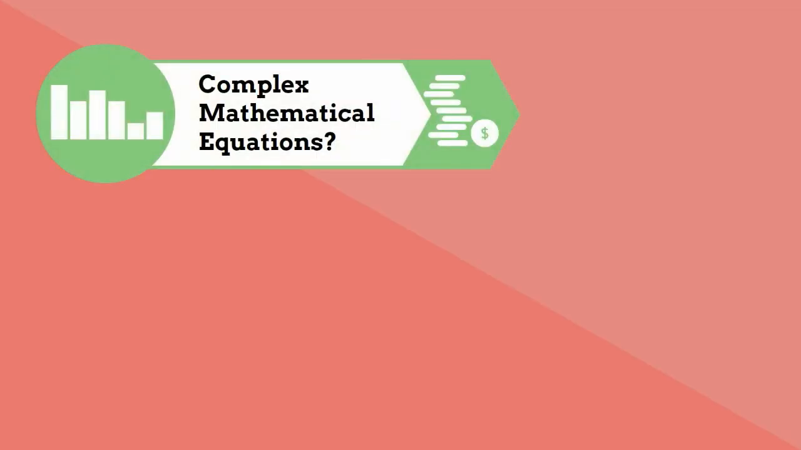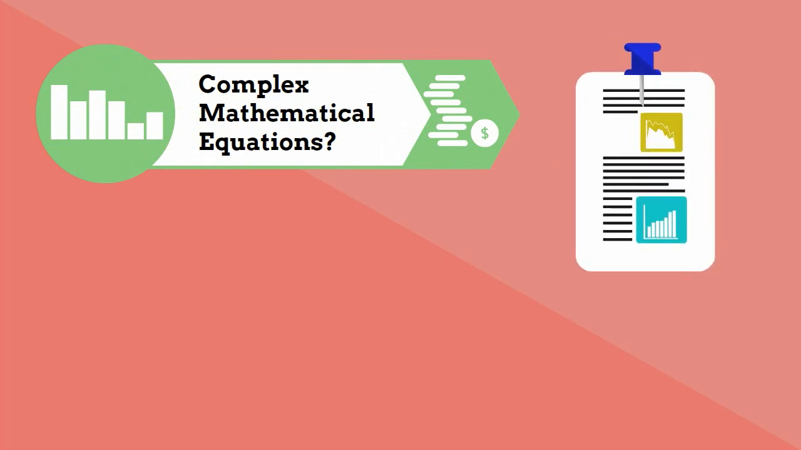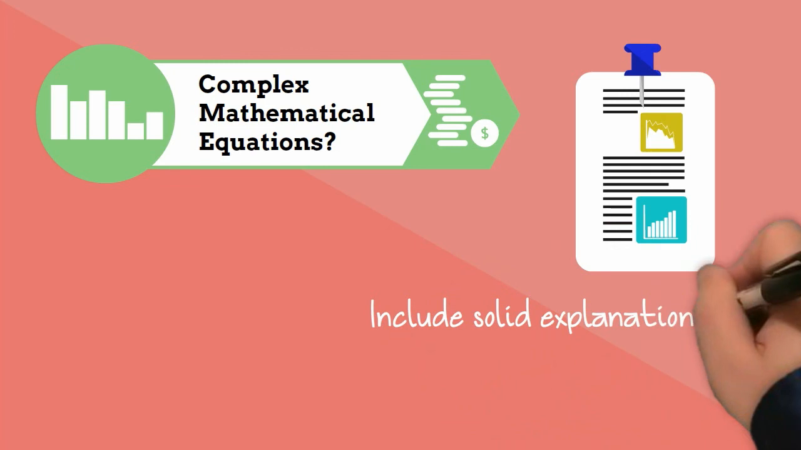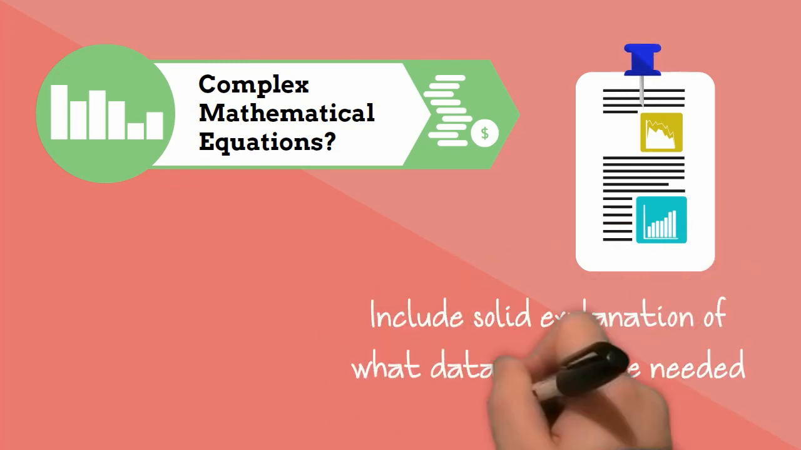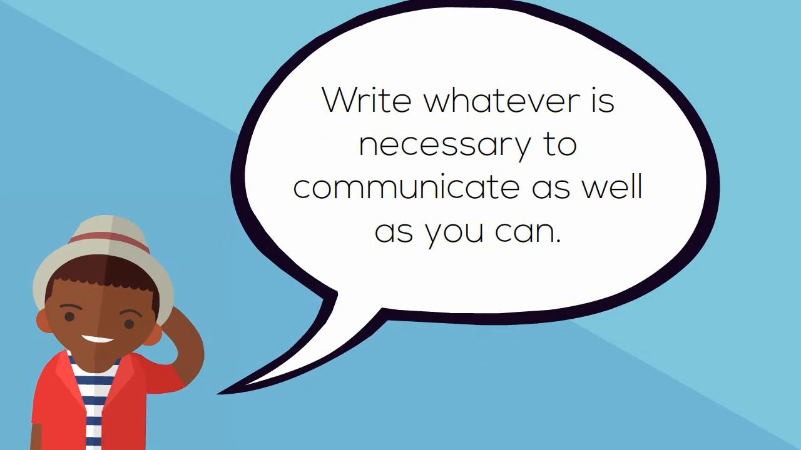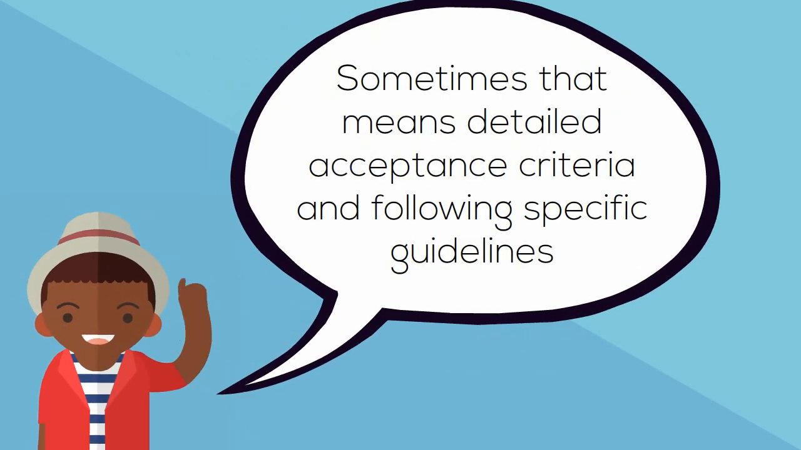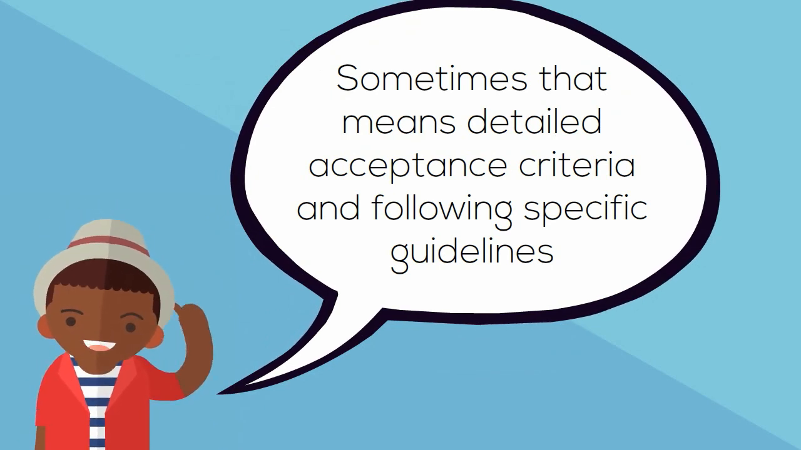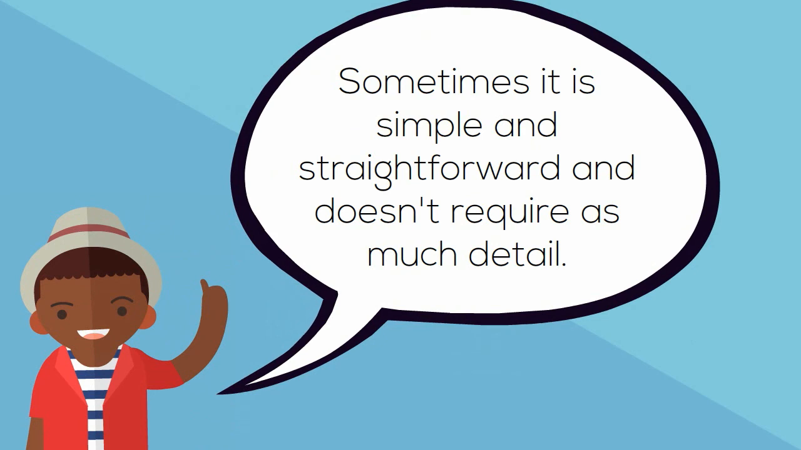If your feature or value includes complex mathematical equations, include a solid explanation of what data points are needed or expected in your story. The developers will need this information. Sometimes extra details are necessary. The best idea is to write whatever is necessary to communicate as well as you can. Sometimes that means detailed acceptance criteria and following specific guidelines, and sometimes it is simple and straightforward and doesn't require as much detail.